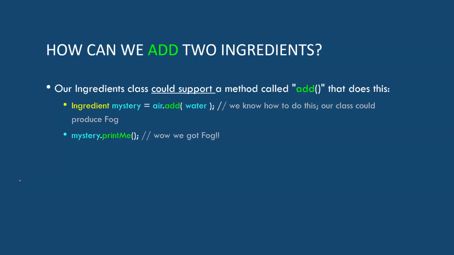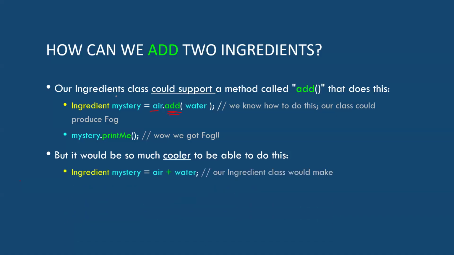And then, of course, we could print out what that thing is and find out, hey, what did the add method actually create for me, okay? And in theory, we should be able to add water dot add air, right, and get the same thing. So the add method should be able to figure out what we produce regardless of the order of who's adding to who, and what we're returning there, okay? But it'd be cool to go like this, right?